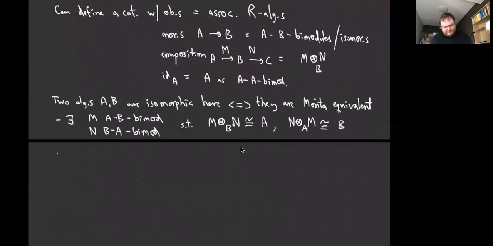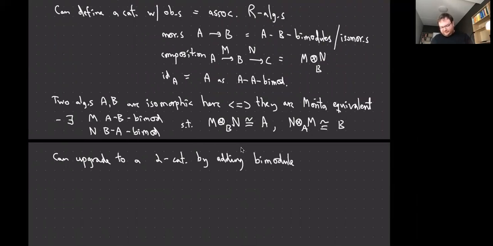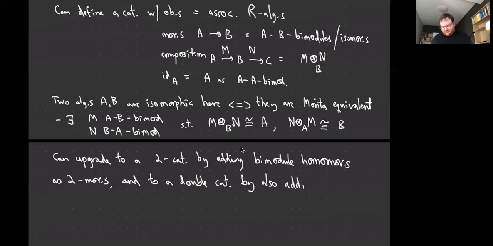Right, so we can upgrade this ordinary category to a 2-category by adding in bimodule homomorphisms as 2-morphisms, and moreover we can upgrade it to a double category by also adding algebra homomorphisms as another kind of morphism.